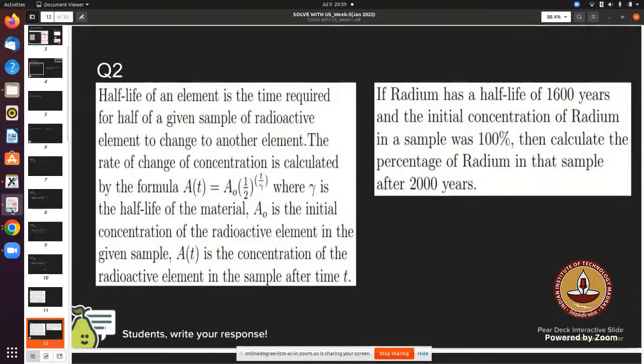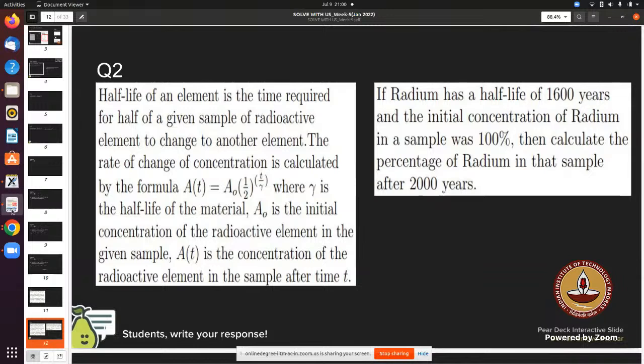Now we have started with radium. Half-life of radium is given as 1600 years. And the initial concentration we have started with is 100%. Then calculate the percentage of radium in the sample after 2000 years. So we have started with radium with some concentration, total radium. So A naught is basically 100% of that. And we have to find after 2000 years what will be the concentration. Is the question clear to everyone? Yes, sir. Okay.